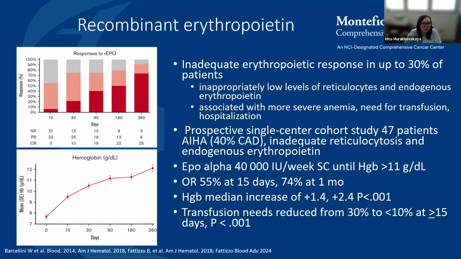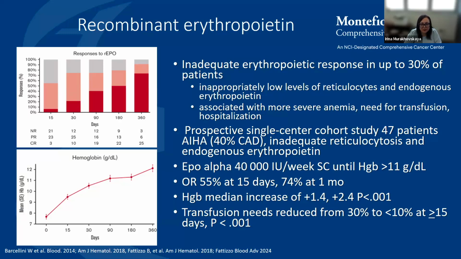So use of recombinant erythropoietin therapy has been evaluated in a prospective single-center Italian cohort study of 47 patients with autoimmune hemolytic anemia, 40% of whom had cold agglutinin disease. The patients also had inadequate reticulocytosis and endogenous erythropoietin levels. Erythropoietin alpha was administered at a dose of 40,000 units per week subcutaneously until hemoglobin was greater than 11.